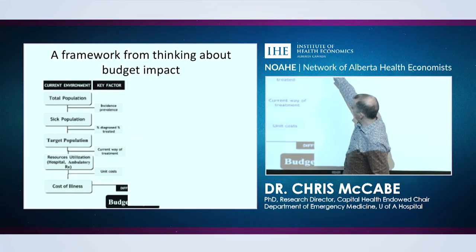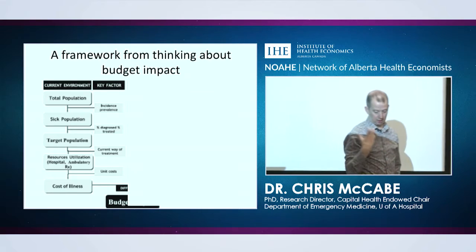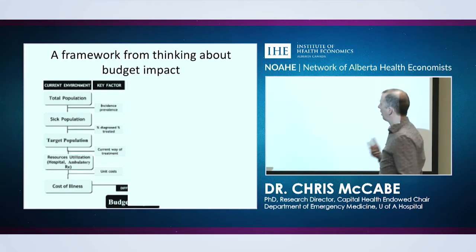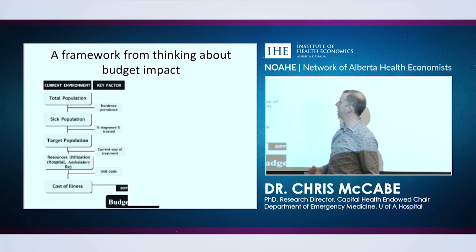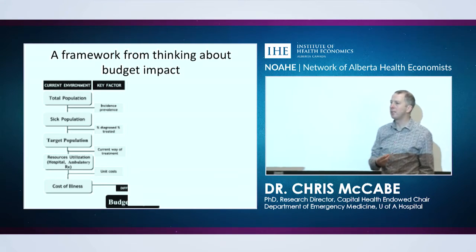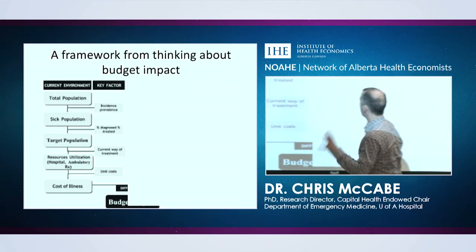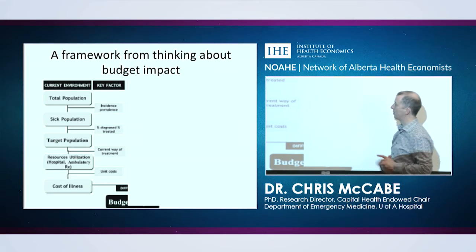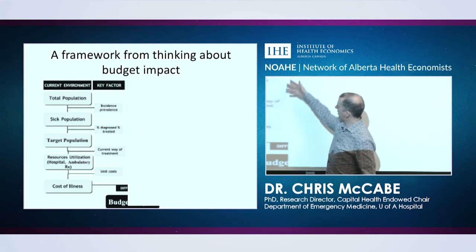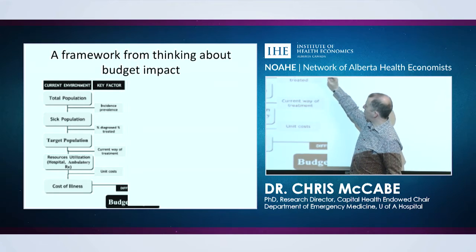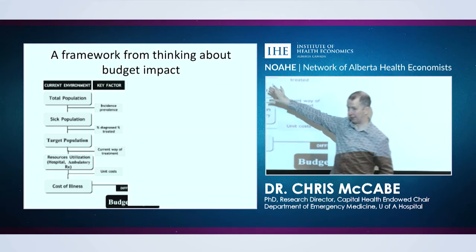Evidence required to characterize these things? Well, incidence and prevalence. If it's a disease of short duration, we're interested much more in incidence. But for chronic conditions, we need to know about the incidence and the prevalence, because it's not just the flow, it's the stock. So we've got to understand the stock and the flow of patients into the sick population. And then we've got to understand what resources we use to diagnose them into the target population.